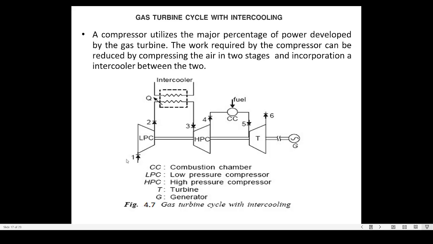So point 1 represents the atmospheric air entering the low pressure compressor. Then this is compressed to some intermediate pressure P2, represented by state point 2. And before the air is admitted into the high pressure compressor, heat is rejected, isn't it? This Q is nothing but the heat rejected by the air coming from the low pressure compressor before it enters the high pressure compressor.